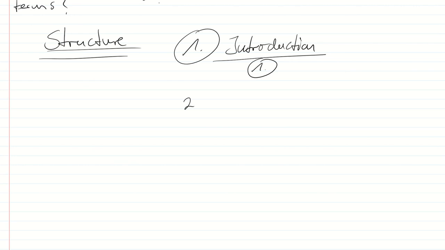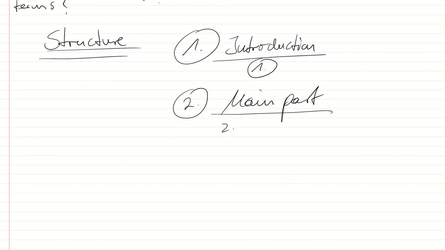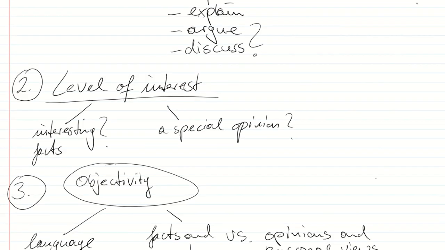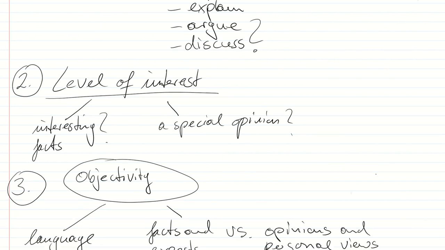Number 2 is, of course, the main part. In the main part, you write about the points 2, 3, and 4. Remember, the level of interest. Are there any interesting facts? What is the most interesting fact, for example? Are there any special opinions? Maybe opinions that many people see differently, for example.